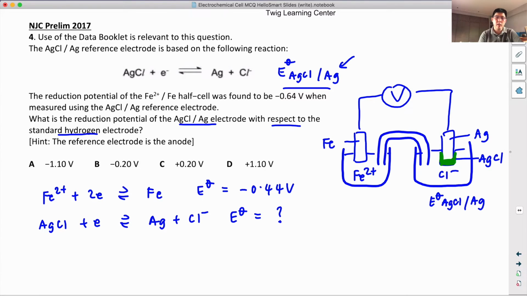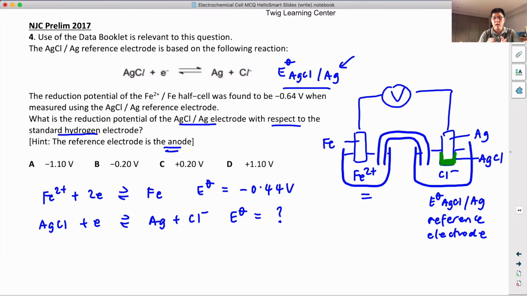They say the reduction potential of the iron 2+ iron half cell, which is this, is found to be minus 0.64 when measured against the silver chloride silver reference electrode. So this is your reference electrode. I want you to take note: the reference electrode is actually the anode.